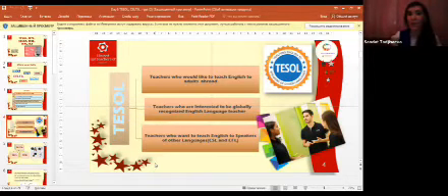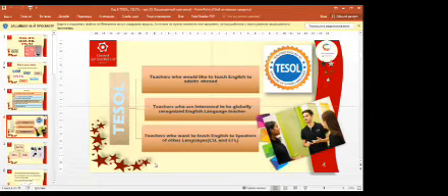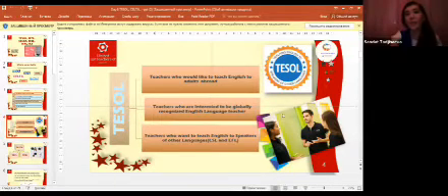Or TESOL is for teachers who are interested to be globally recognized. So what does it mean to be globally recognized? This means that TESOL is an international certification, so it can be recognized globally, but not all the time. Here, it is also for teachers who want to teach English to speakers of other languages. So who are they? These are people who are not native speakers, and you can teach English to these people in medium instruction.